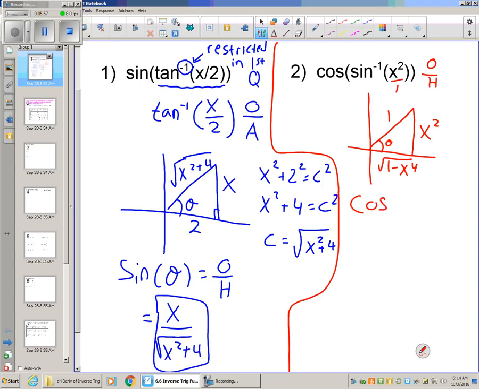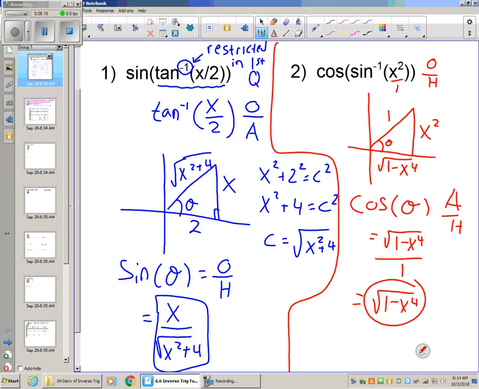Now I want to know what the cosine of that angle measurement is. Well, the cosine is just the adjacent over hypotenuse, which in this case the adjacent would be the square root of 1 minus x to the 4th, and the hypotenuse would be 1. So for our final answer, the square root of 1 minus x to the 4th. That is the value of the cosine of sine inverse of x squared without any trig ratios in it. And again, that's just a little bit of review from pre-calc, to help us understand what the inverse function is doing.